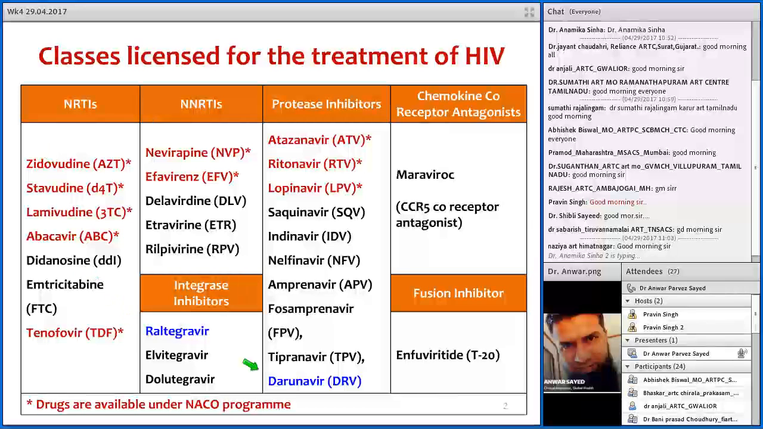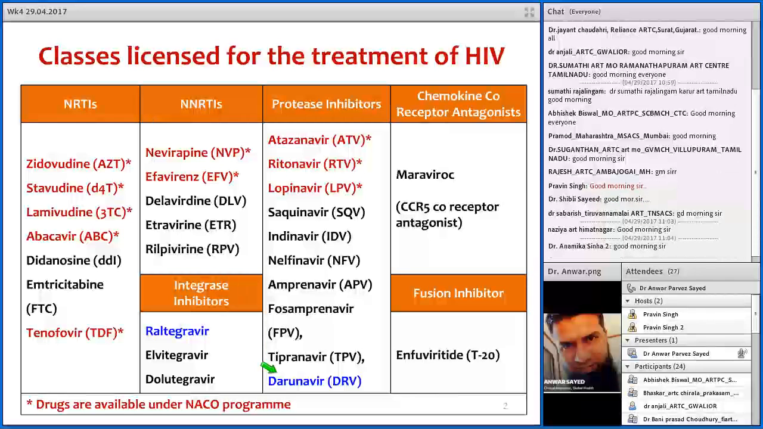These two drugs like Raltegravir and Darunavir are now new, and they are available in the program for limited number of patients, and especially for third line, those who fail second line ART as per NACO. We use Raltegravir and Darunavir Ritonavir combination as a third line ART, which is available with the centers of excellence.